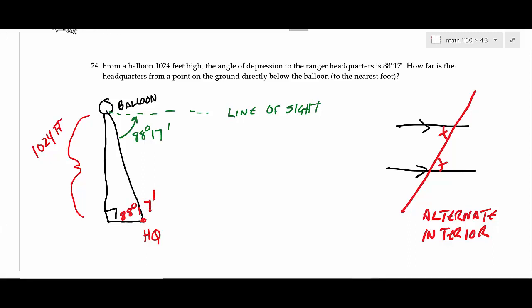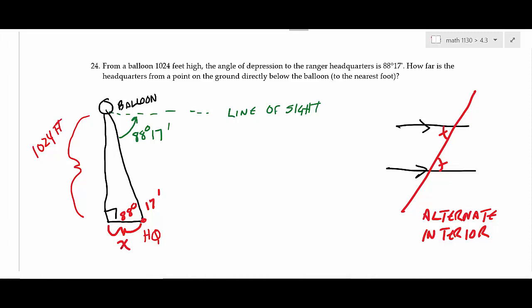Okay, so now we have our triangle, and we should have enough information to do this. What we're doing on this one is it says how far is the headquarters from a point on the ground directly below the balloon. So what that means is you're looking for this distance right there. That's what that says. Is there any question about the setup? Most of the time that's the hardest part of these problems for students, reading it and drawing your diagram.